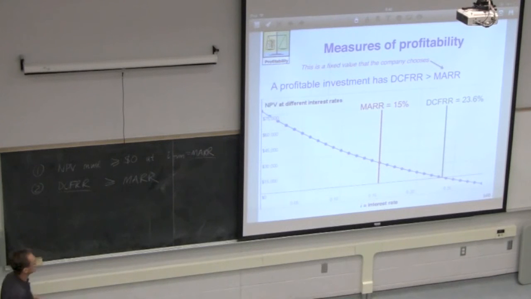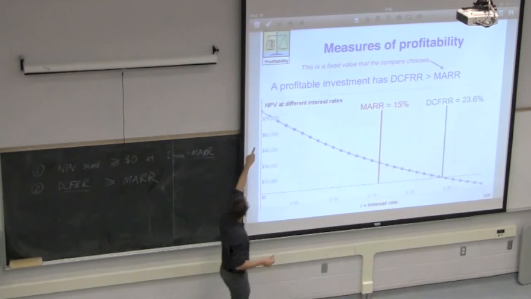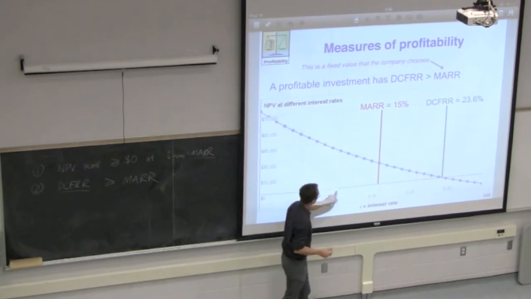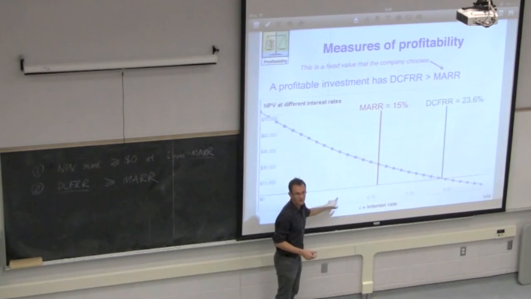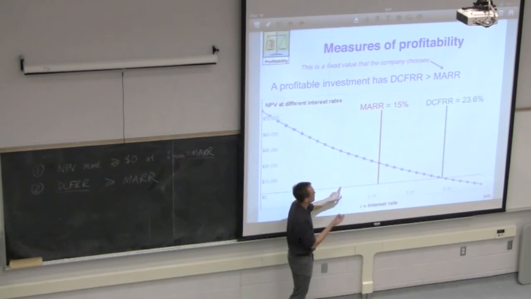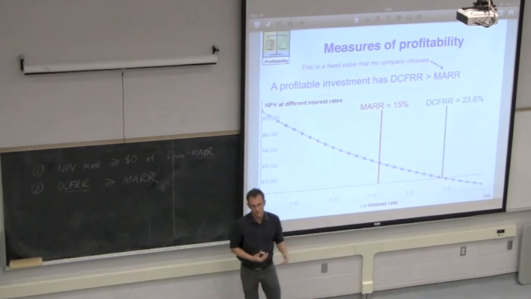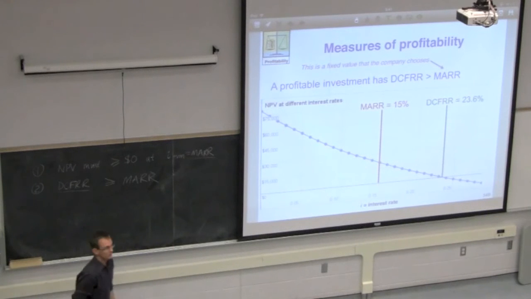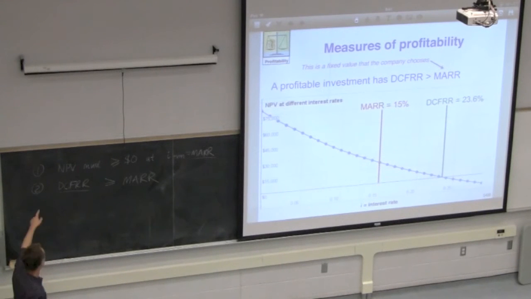Okay, let's say that this line came down a little bit more aggressively and crossed over here. Then my DCFRR, let's say it crossed at 10%, NPV was 0 at time value of money of 10%. In other words, DCFRR was 10%. In that case, DCFRR is lower than MARR and the project would not be accepted. In fact, both criteria would have been violated in that case.